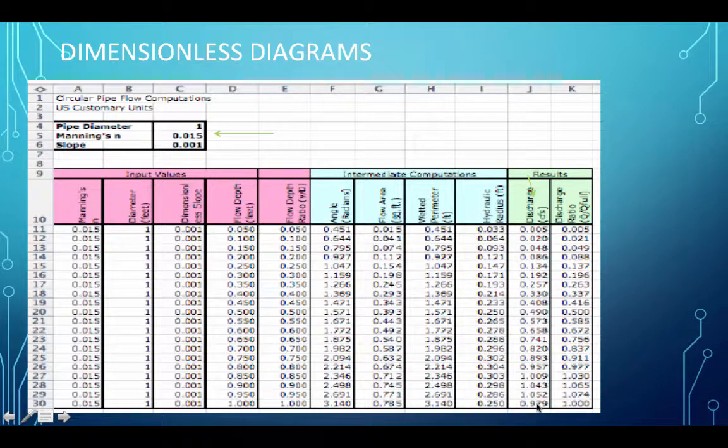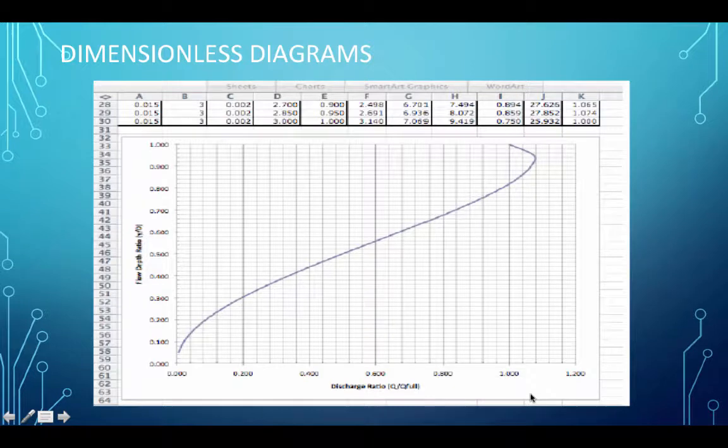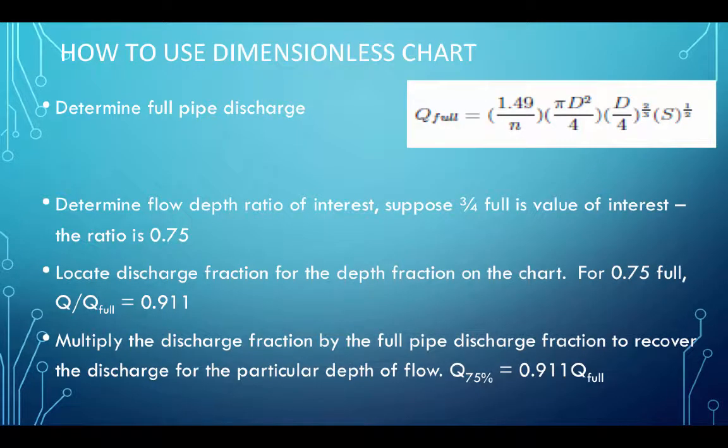If we design for full pipe flow, we have a little bit of sneaky extra capacity right in here, assuming the pipe is coming from low fill depth towards the full depth. Here's what the plot looks like of those calculations. And how would we use that chart?